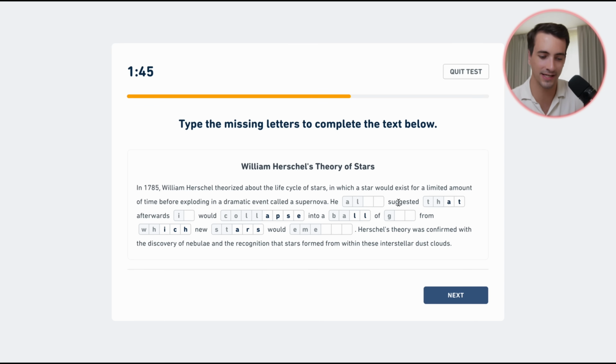He blank suggested that afterwards blank would collapse into a ball of blank from which new stars would blank. All right, so we have 1, 2, 3, 4 blanks to get. Again, I will put the ones that I don't answer that I would like you to try to answer in the description so you can refer to those later. You don't need to write down the entire passage here. So use the remaining time here to see if you can get this one correct.